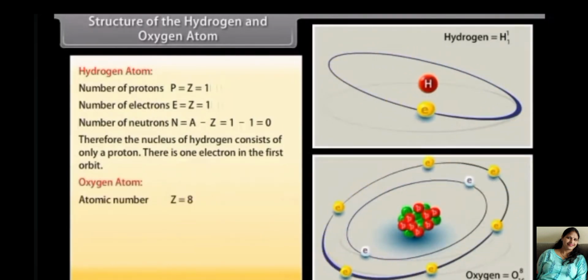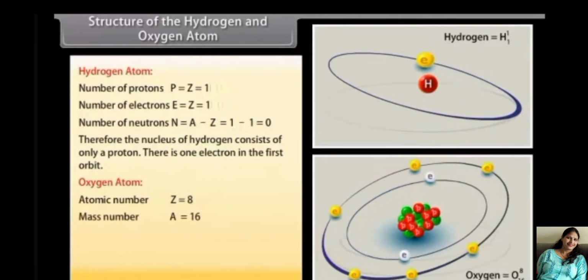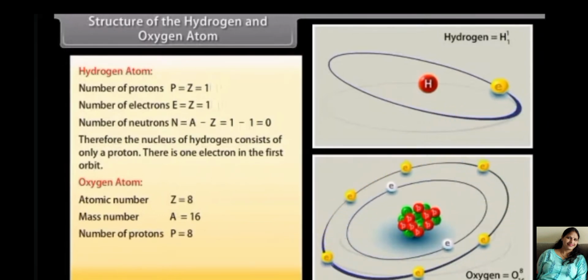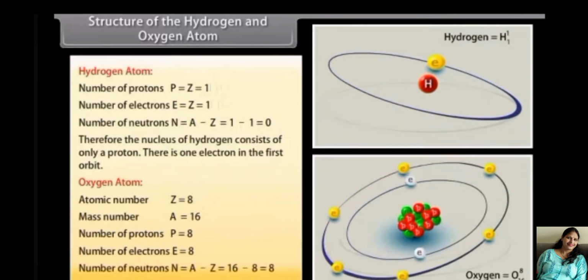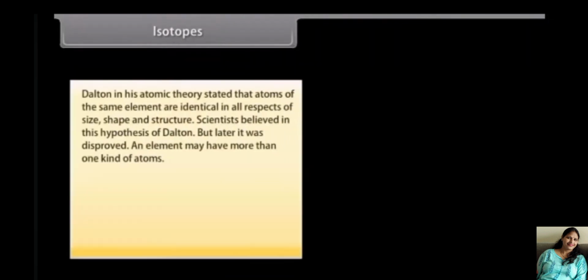Now oxygen atom, atomic number is 8, mass number is 16, and number of protons is also 8, that we have already seen. Number of electrons is 8. So its number of neutrons we can find out easily with the help of this formula. The mass number of oxygen is 16, atomic number is 8, number of electrons and protons are always equal.